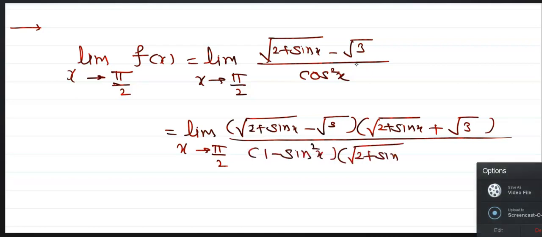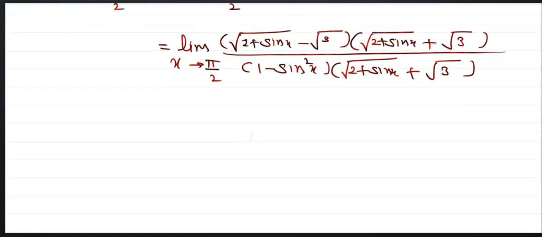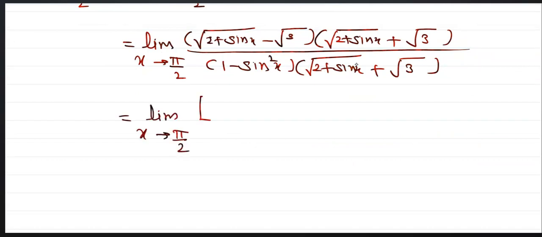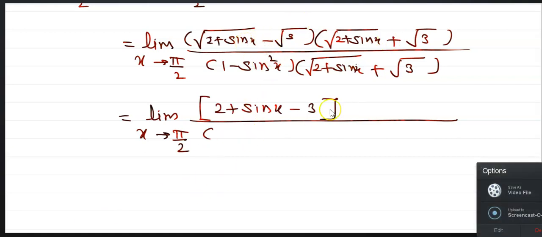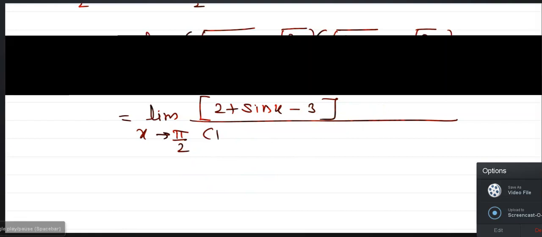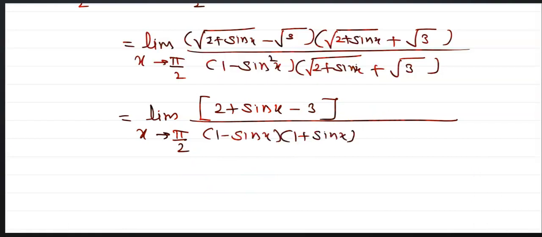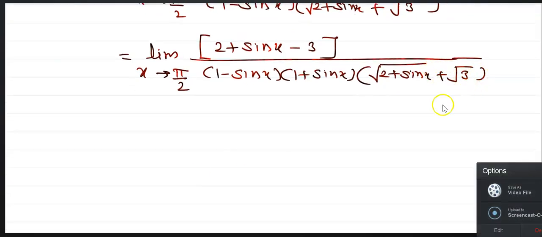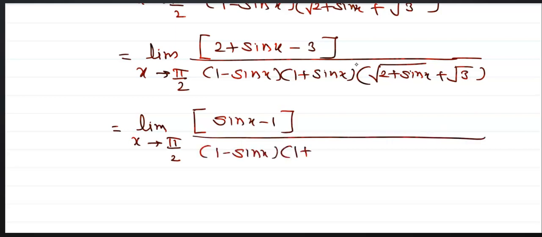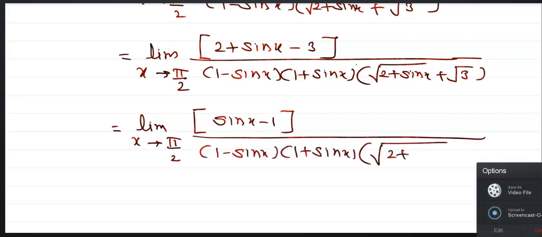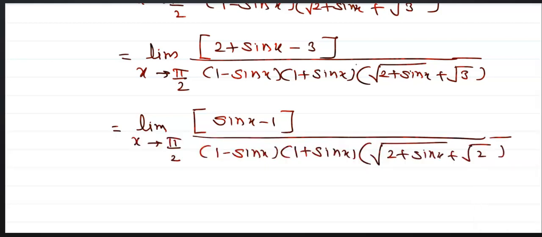Now cos square x means what? 1 minus sin square x into root of 2 plus sin x plus root 3. That is limit x tends to pi by 2. Now what is happening here? a minus b into a plus b is 2 plus sin x minus 3. And in the denominator, 1 minus sin x into 1 plus sin x into root of 2 plus sin x plus root 3. Therefore, limit x tends to pi by 2 sin x minus 1 upon in bracket 1 minus sin x into 1 plus sin x into root of 2 plus sin x plus root 3.